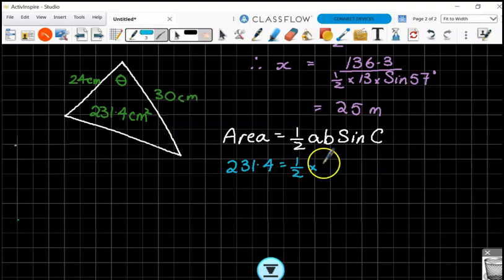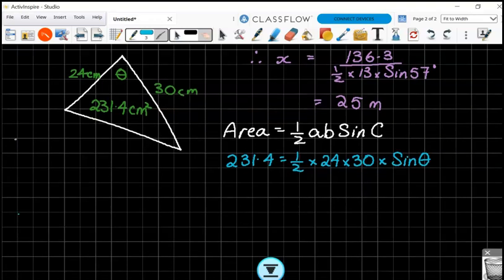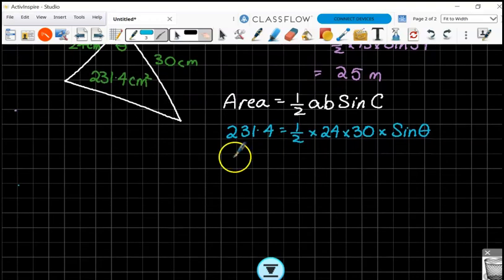So a half times 24 times 30 times sine, and there's our theta. Now this is a nice one, and I know you could just go a half times 24 is 12, but normally what we want to do is just use our calculator once, because they might be yucky answers later on when we're doing questions. So I'm going to rearrange this beautifully. When I say I, I mean you, to get sine theta by itself.